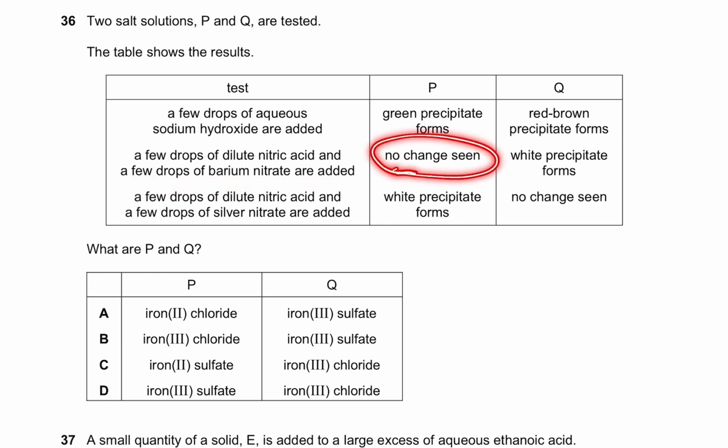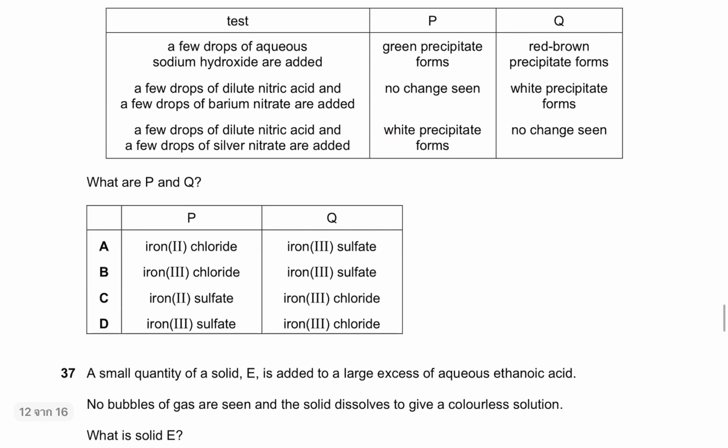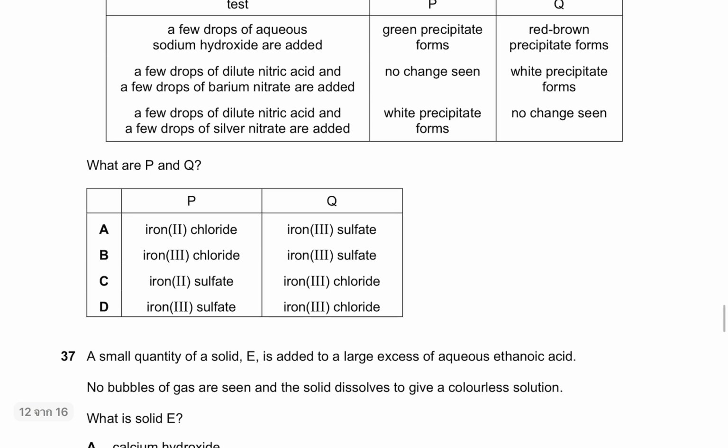Test: a few drops of dilute nitric acid and a few drops of barium nitrate are added. For P, no change is seen, but for Q, a white precipitate forms. And then test a few drops of dilute nitric acid and a few drops of silver nitrate are added. For P, a white precipitate forms, and for Q, no change is seen. So what are P and Q?